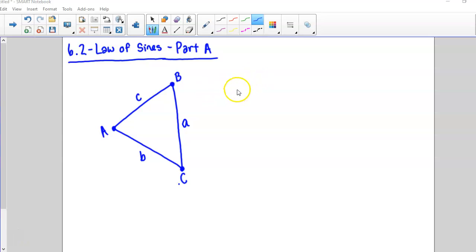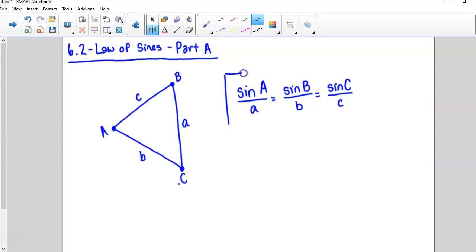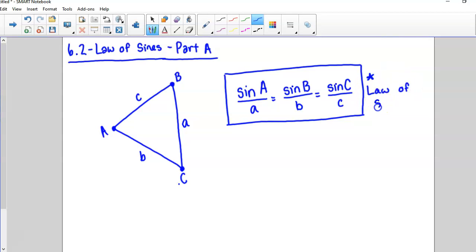The law of sines tells us that sine of capital A over lowercase a equals sine of capital B over lowercase b, which equals sine of capital C over lowercase c. And so this is our law of sines right here. We need to make sure we've got this in our notes. Make sure you can find it easily. You might want to label it law of sines.